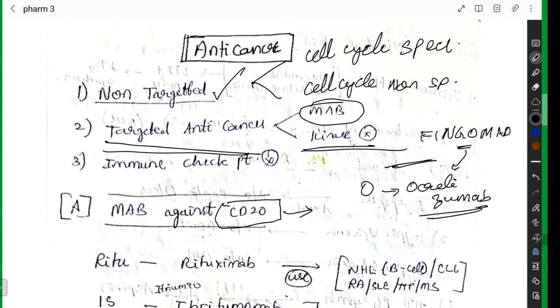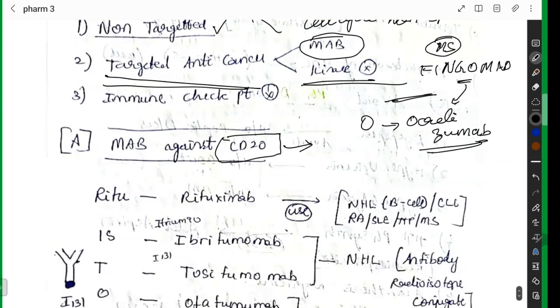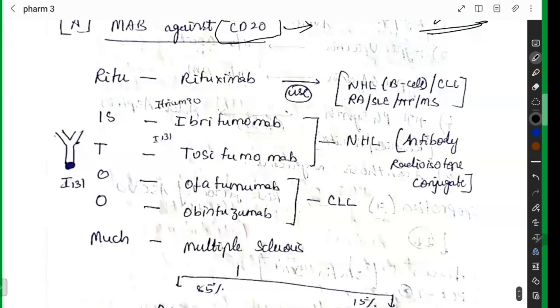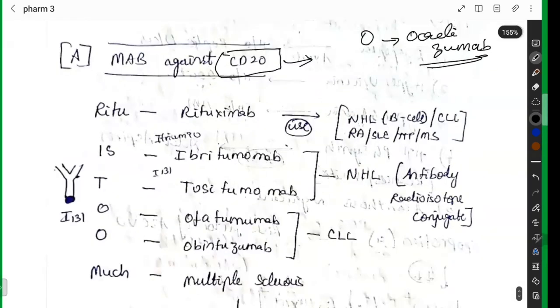That is going to be a drug of choice in multiple sclerosis. Do you remember? It is the maintenance drug of multiple sclerosis. That comes under monoclonal antibodies. That is going to be against CD20. So what are the drugs that act against CD20? Remember, RITUXIMAB: R stands for rituximab, you are going to remember.